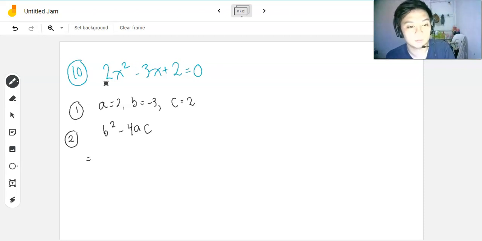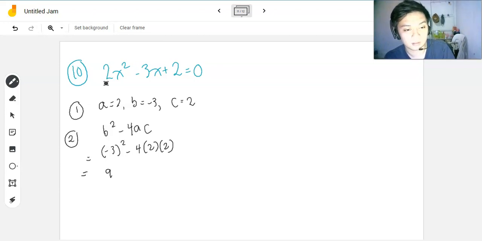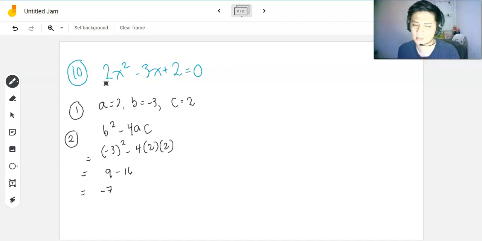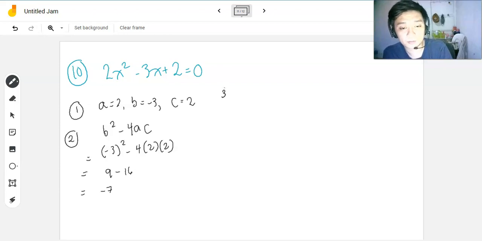So, this will be equal to square of -3 decreased by the product of 4, 2, and 2. So, square of -3 is +9, then minus sign. 4 times 2 is 8, times 2, 16. So, 9 minus 16. Siyempre, ang sagot dyan ay -7. Okay? Kasi 9 minus, this is smaller number minus bigger number. So, -7 yan. Hindi siya +7. Next, step 3.